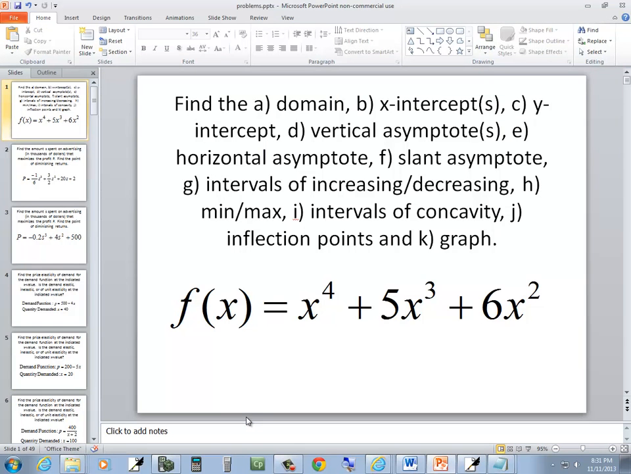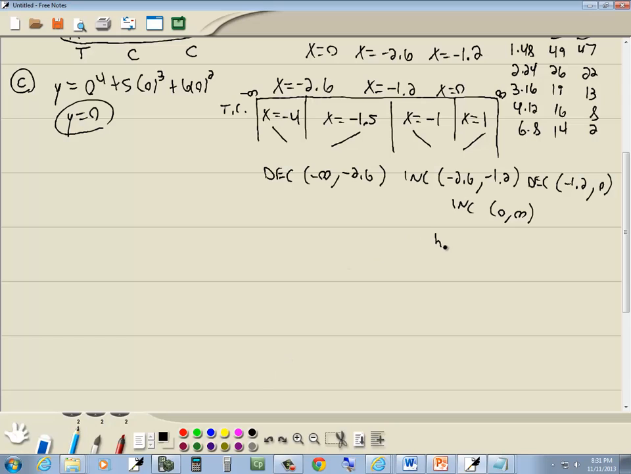And what was that? That was G. So H, min and max. Well, our min and max occur when the graph changes from increasing to decreasing, or vice versa, assuming the point exists. So this one's decreasing and then changes to increasing, so this is going to be a min. Up here it's increasing, changes to decreasing, so this is going to be a max. And here it's decreasing, changes to increasing, so this is going to be a min. So we're going to have a min at negative 2.6 comma something. We'll have a max at negative 1.2 comma something. And then we'll have a min at 0 comma something.